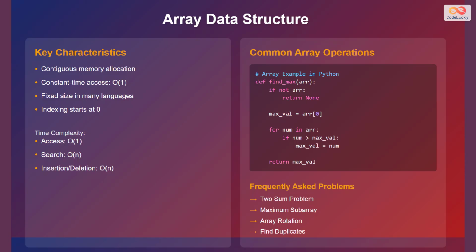Finally, let's discuss some frequently asked array problems. These include the two-sum problem, where you find two numbers in an array that add up to a specific target. Another one is the maximum subarray problem, where you find the contiguous subarray with the largest sum. We also have array rotation and find duplicates problems.